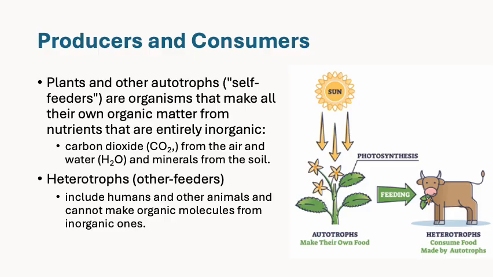Heterotrophs, on the other hand, cannot build organic molecules from inorganic sources. Humans, animals, fungi, and other microorganisms must consume other organisms to obtain organic compounds. We rely on the work of autotrophs either directly by eating plants or indirectly by eating animals that have eaten plants. This division between autotrophs and heterotrophs sets up the entire energy structure of ecosystems and makes cellular respiration essential for all organisms.